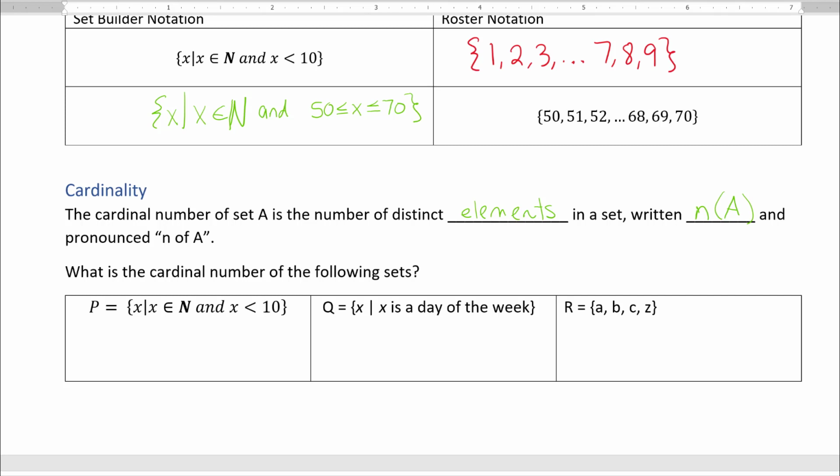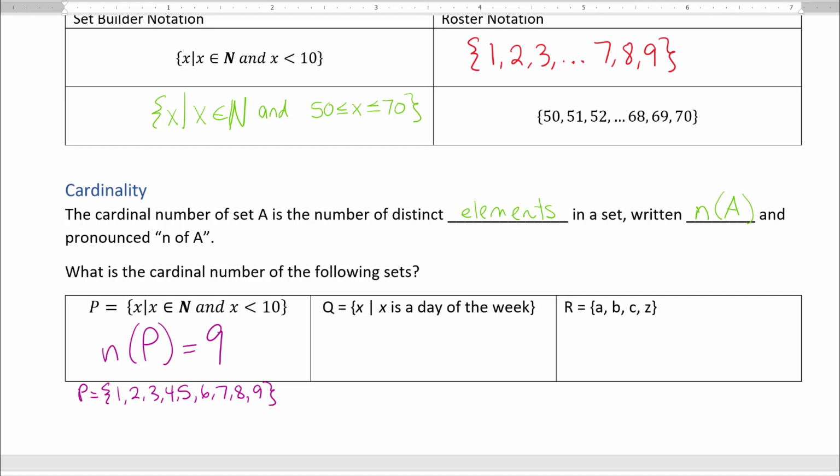So what is the cardinal number of the following sets? Well, sometimes you have to actually think about what it is. So let's put this in roster notation. We have 1, 2, 3, 4, all the natural numbers, the set of all x such that x is a natural number and x is less than 10. So that's all of the counting numbers all the way up to 9. So n of p, how many numbers? 1, 2, 3, 4, 5, 6, 7, 8, 9 elements. So therefore, the cardinality, or n of p, is equal to 9.